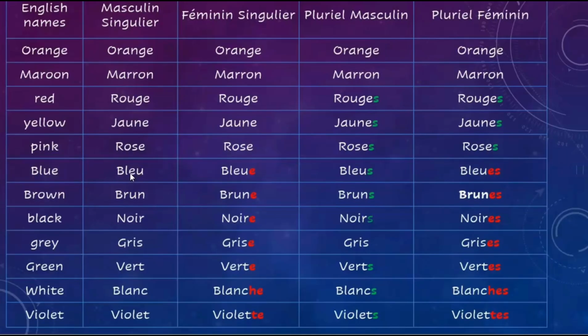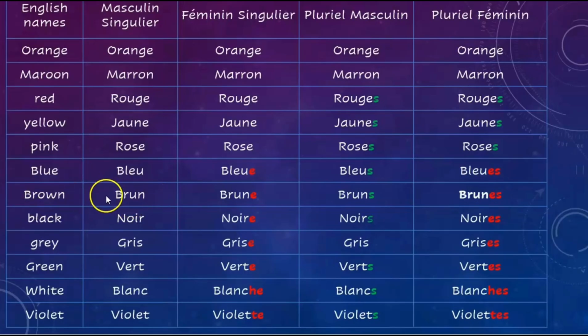Now we move to blue. Blue is called bleu. To make it feminine, we add e. So masculine singular is bleu. Feminine singular is bleue. Pronunciation stays the same. The only thing is, in feminine, we add an e here. To make masculine plural, we add just s. And pronunciation is bleu. And to make feminine plural, we add e and s. And the pronunciation stays the same, bleu. Now we move to brown.